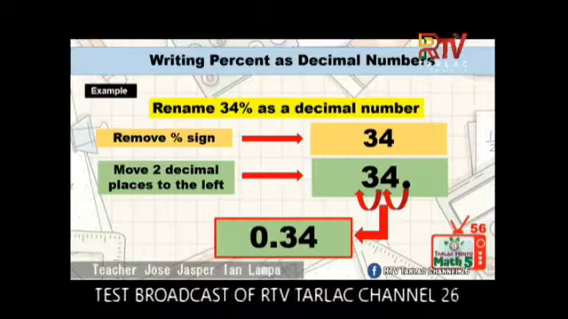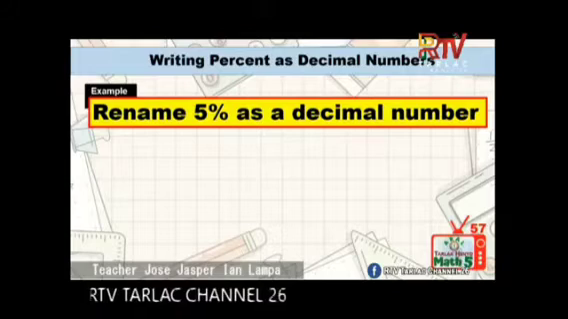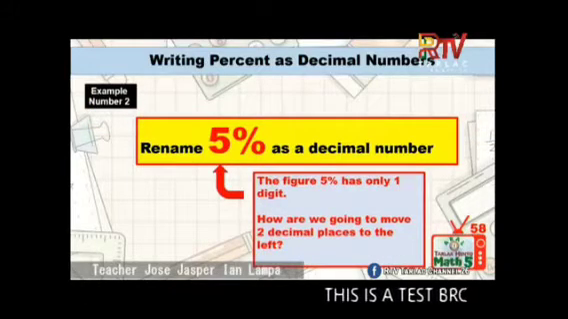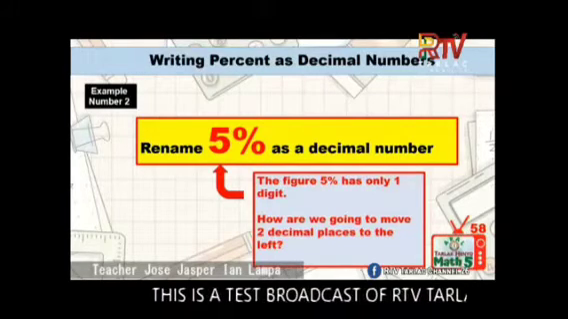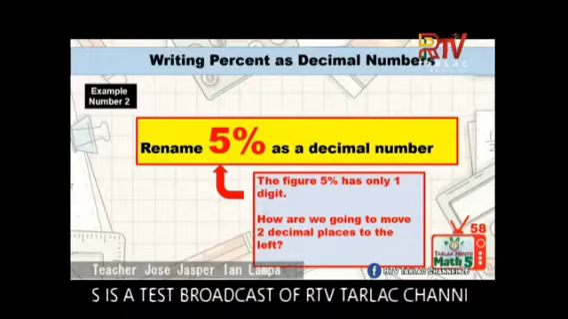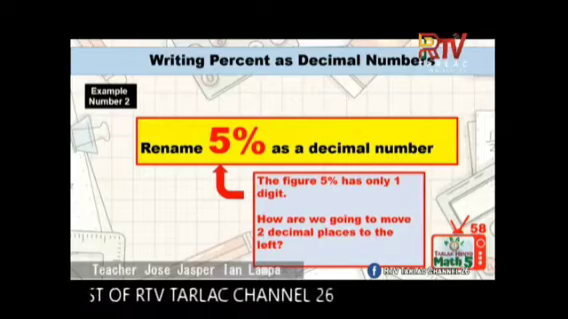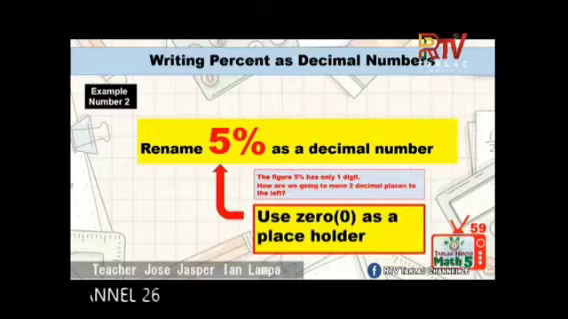Let us have another one. How would 5% be renamed as a decimal number? The figure 5% has only one digit. How are we going to move 2 decimal places to the left? You are right. Remember, we use 0 as a placeholder.